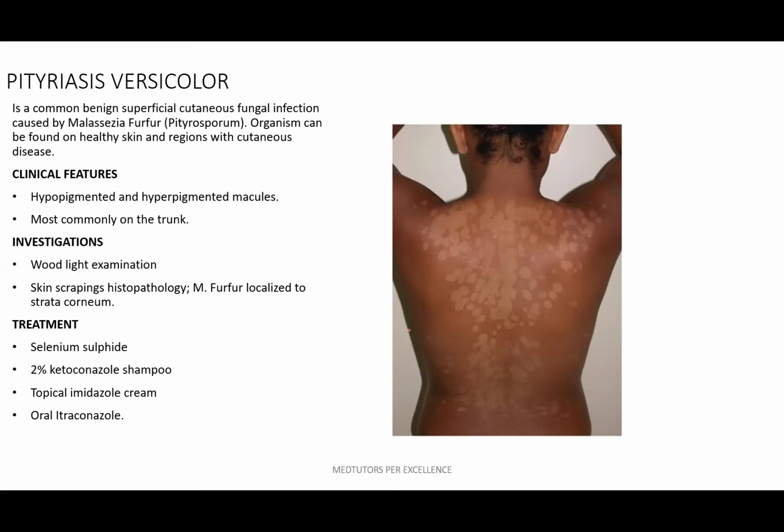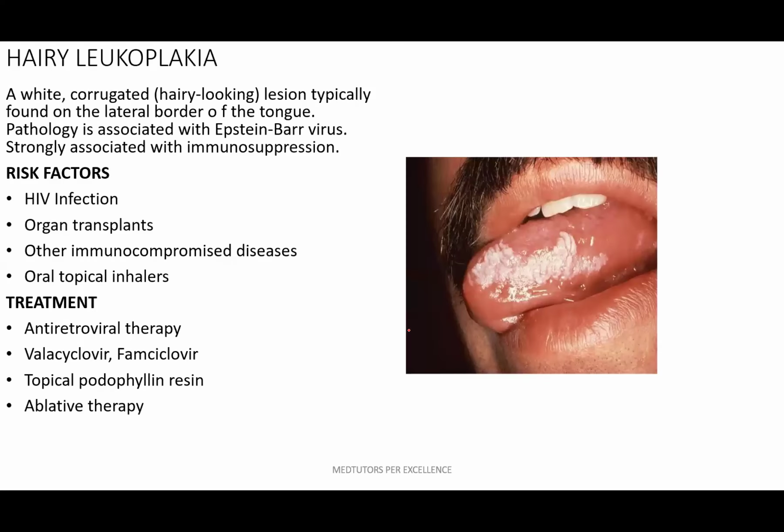Now, how do you investigate them? You scrape and take for histology. You see the organism there. How is it treated? Of course, you can use selenium sulfide applied directly, 2% ketoconazole shampoo, and topical antifungals. In severe cases, you can use oral antifungals like oral itraconazole.